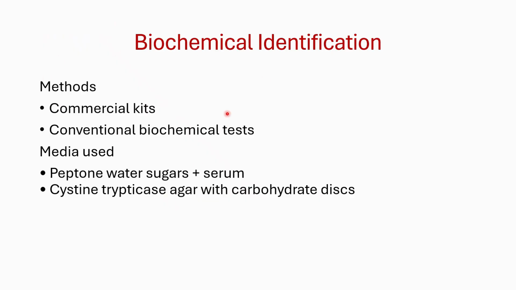Biochemical identification of bacteria can be done using commercial kits or conventional tests. The commercial kits are very easy and rapid to use, providing multiple results at once. The conventional biochemical tests are the traditional method that detects metabolic activities like sugar fermentation. The common media we use are peptone water sugars with serum and cysteine trypticase agar with carbohydrate disk, which help to assess bacterial utilization of specific sugars. These methods are essential for accurate bacterial identification.